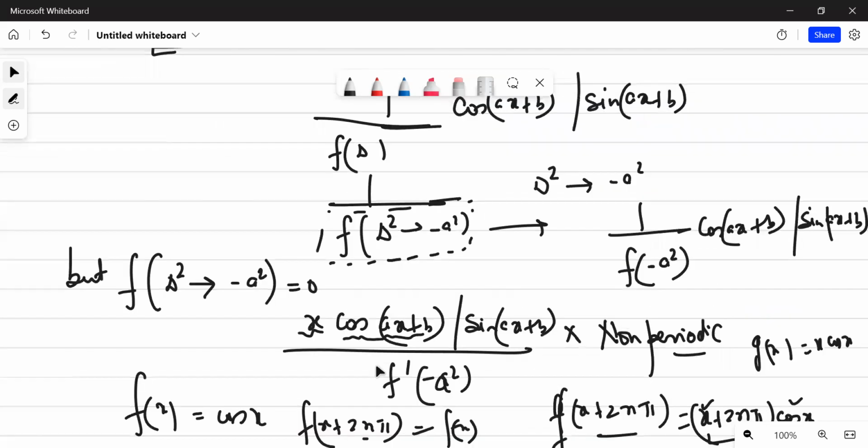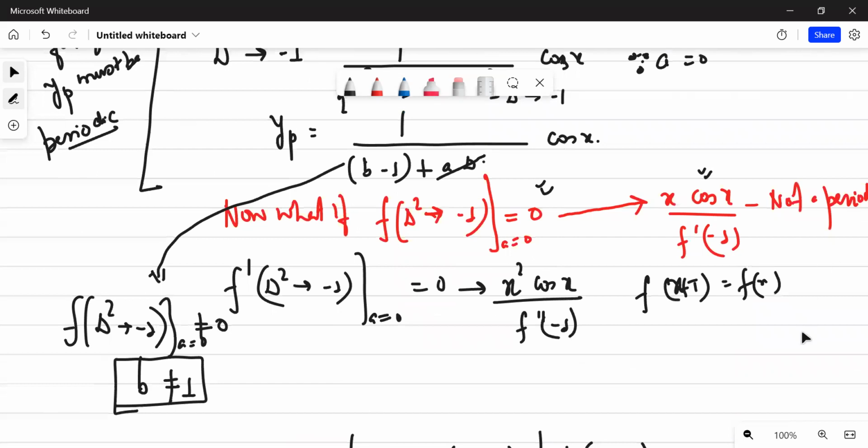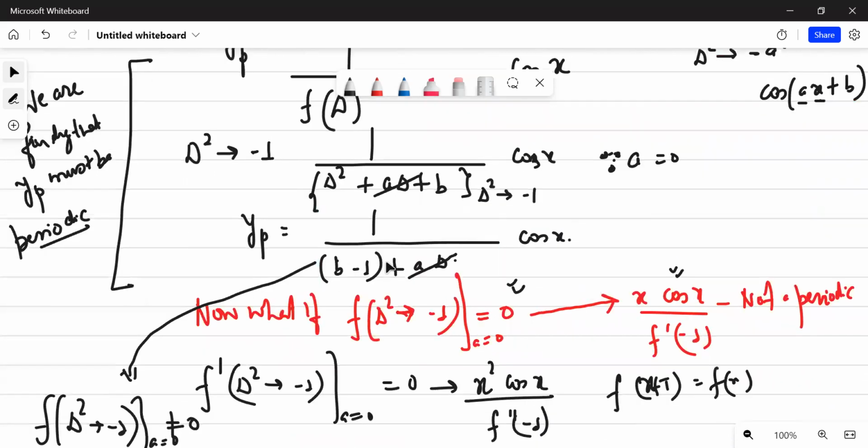This is what I was explaining. But if I do so, then this will not remain periodic. What does it imply? It implies that this denominator cannot be equal to 0. If the function has to be periodic, this denominator cannot be 0. Understood? If this denominator becomes 0, that implies when D square was replaced by -1, f of D square was 0. It implies that in order to write the particular integral for this case, you have to multiply the numerator by x, and once you multiply it with x, this will not remain periodic.